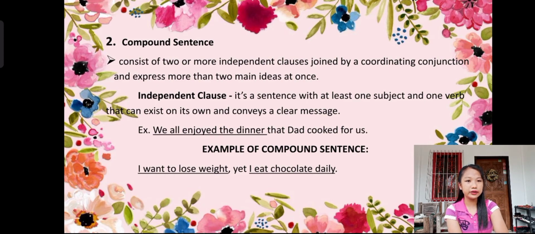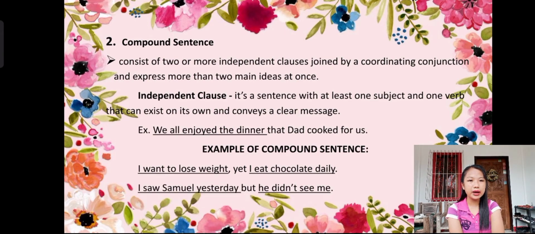Let's have another example. I saw Samuel yesterday, but he didn't see me. So we have I saw Samuel yesterday and he didn't see me. And those two independent clauses are joined together using the coordinating conjunction but.